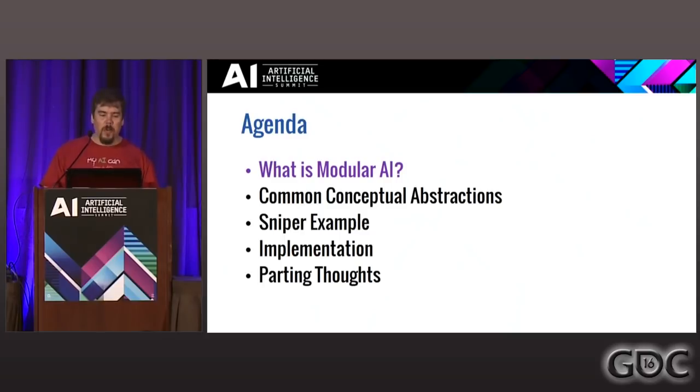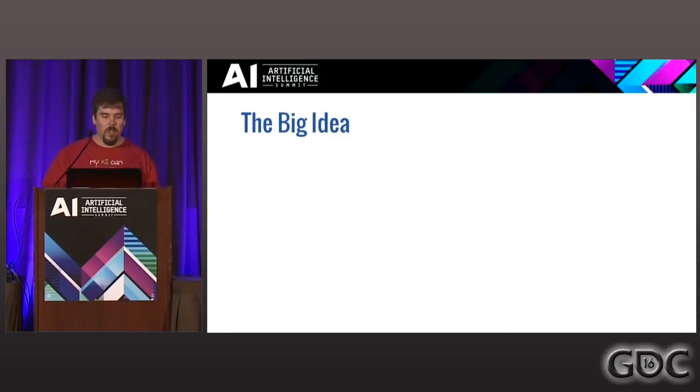So the agenda for my portion of the talk: I'm going to talk about what I think modular AI is. Of course, Chris just gave us a bunch of that. I'm going to talk about some common conceptual abstractions, and you'll know what that means by the time I get there. I'm going to give just a brief example of a small portion of a sniper character. I'm going to give a few implementation details as time permits, and then I'll leave you with some parting thoughts.